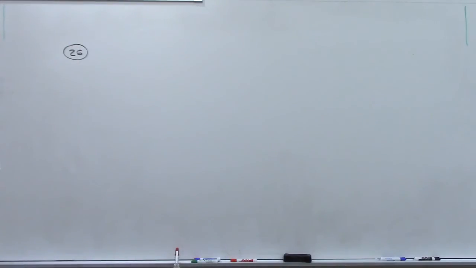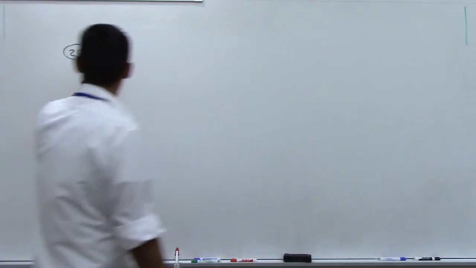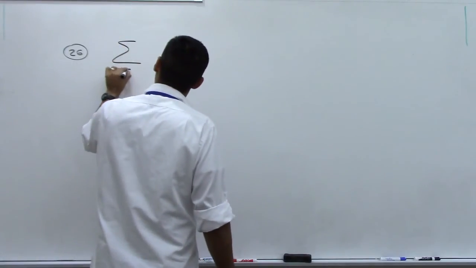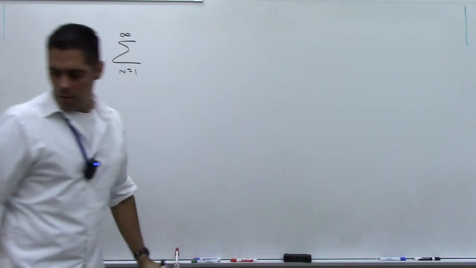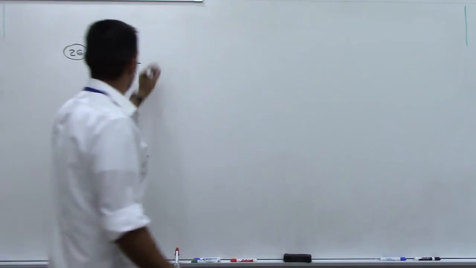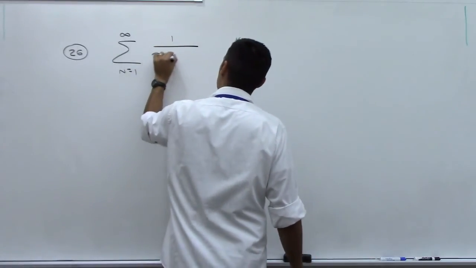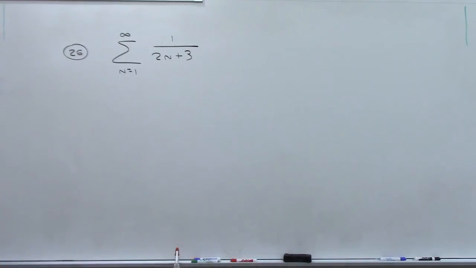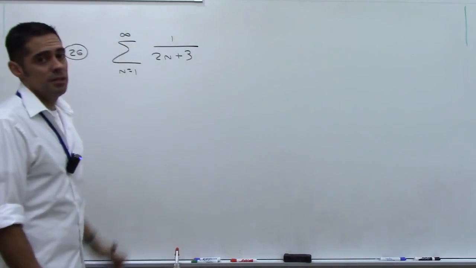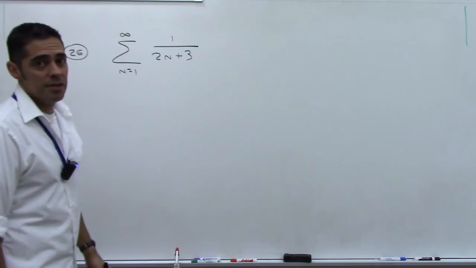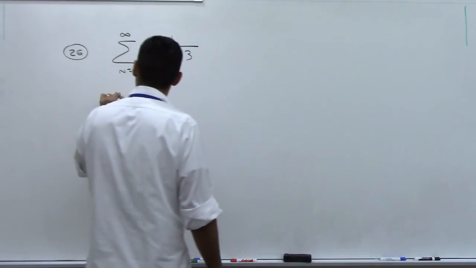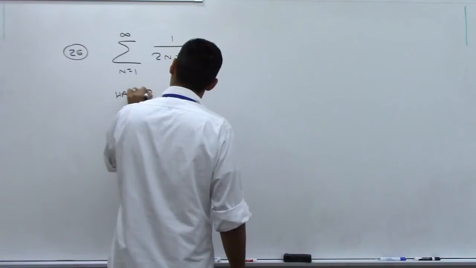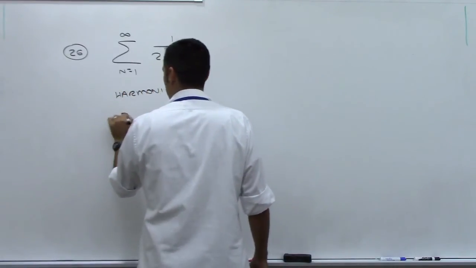26, sum n equals 1 to infinity. This one was going to be easy. 1 over 2n plus 3. The only reason this one is easy is because I've told you what you can do in this case. If you have a constant over a linear expression, then this is a harmonic series. So we're going to say this is harmonic, and so it diverges.